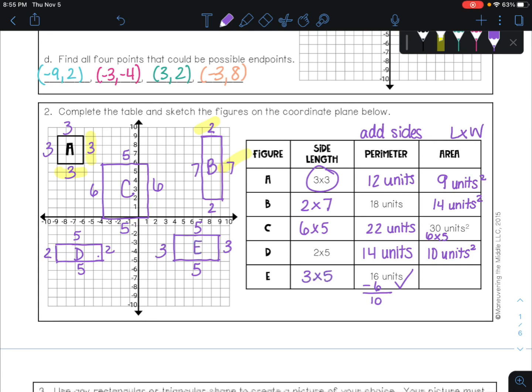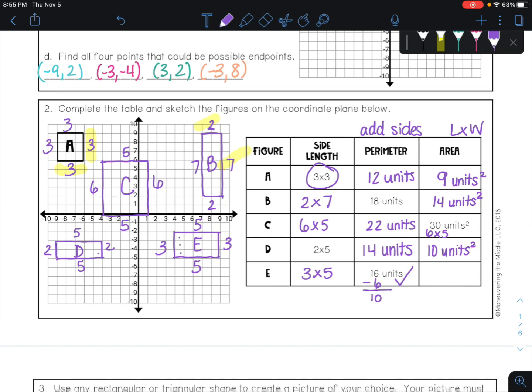Now again, if you want the area, you can count them all. So 1, 2, 3, 4, 5, 6, 7, 8, 9, 10, 11, 12, 13, 14, 15. Or you can just do 3 times 5 is 15. That's what area is. Length times width. Okay?